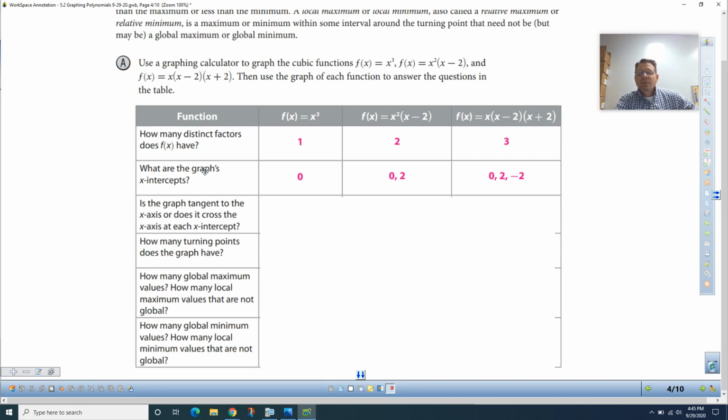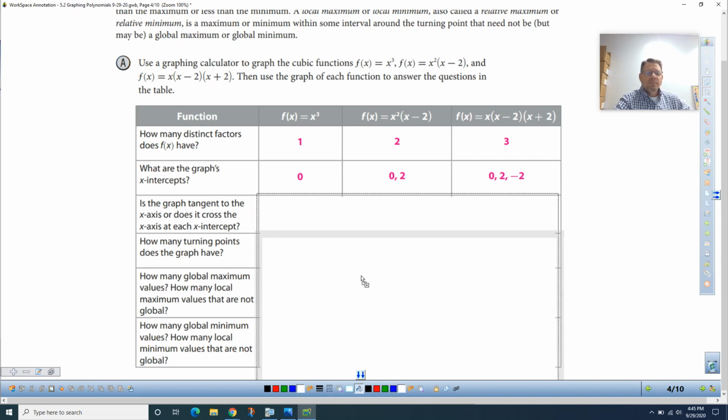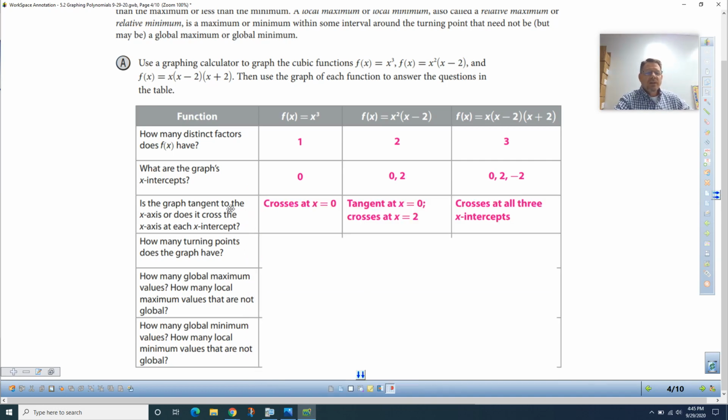Now you kind of see why it's called the intercept form, because you can easily look at this and figure out what the x-intercepts are. That's why it's called the intercept form. Okay, now let's look at this next group. It says, is the graph tangent to the axis? That means, does it touch the axis or does it cross the axis?